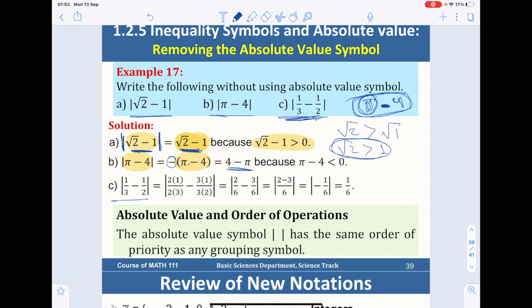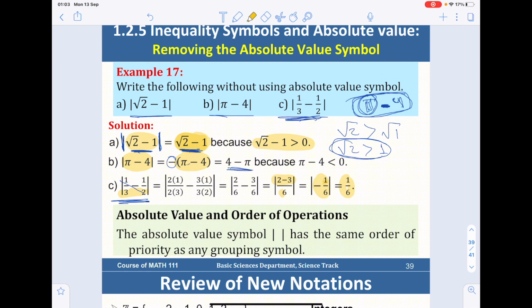For c, we can find out the value and then take off the absolute value. It's easy here to find out what is a third minus a half. 1 times 2 is 2, minus 1 times 3, which is 3, and 2 times 3 is 6, so it is negative 1 over 6. Now I can take off the absolute value and also the negative sign, so it would be 1 over 6.